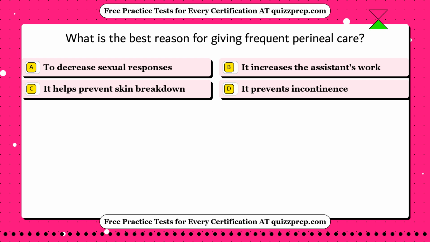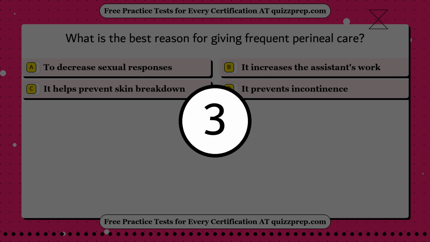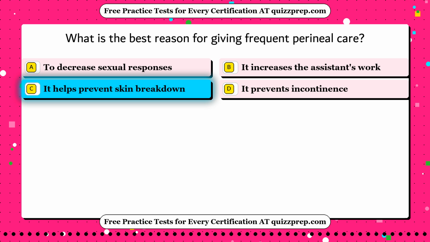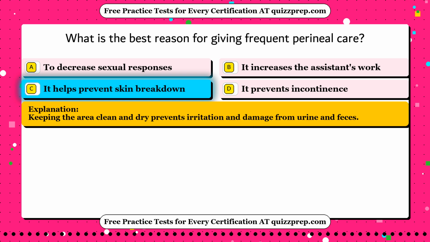Question 144. What is the best reason for giving frequent perineal care? Option A, to decrease sexual responses. Option B, it increases the assistant's work. Option C, it helps prevent skin breakdown. Option D, it prevents incontinence. The correct answer is option C, it helps prevent skin breakdown. Keeping the area clean and dry prevents irritation and damage from urine and feces.